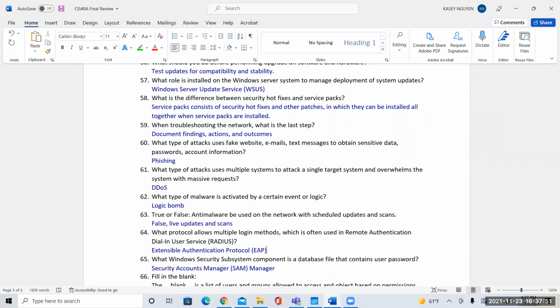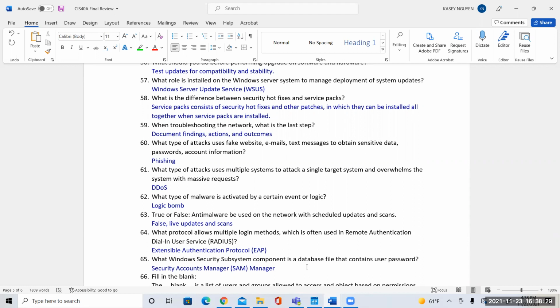What protocol allows multiple login methods, which is often used in remote authentication dial-in user service, RADIUS? That's your extensible authentication protocol, your EAP. It uses multiple methods for login. What Windows security subsystem component is a database file that contains user passwords? And this is your SAM. So in my video, I talk about net login and win login and all of these processes that happen.